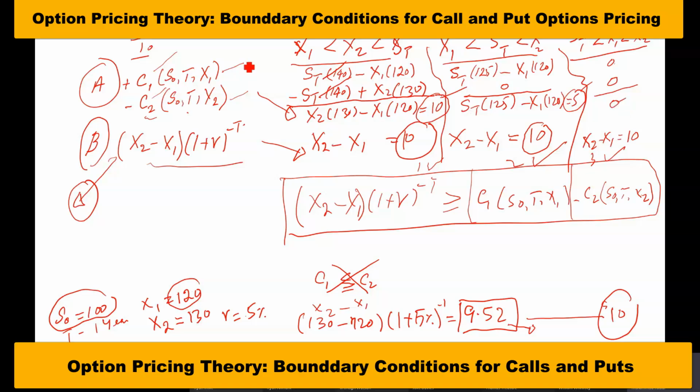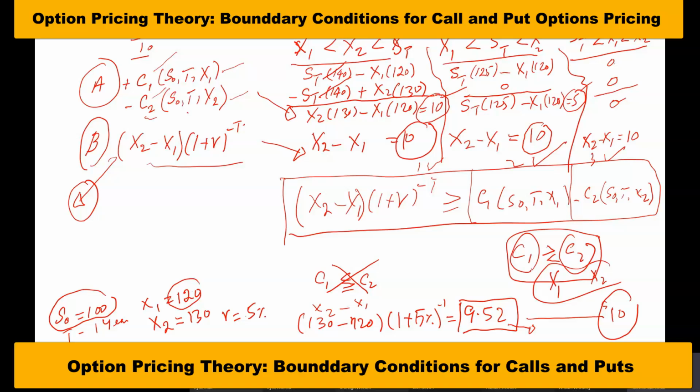If you remember when we started, I told you that we don't know whether the price of C1 will be greater than, equal to, or less than C2. Our objective is to prove whether the price of C1 will be greater than C2. And these options are the same. The only difference is one has an exercise price of X1 and the other has an exercise price of X2.